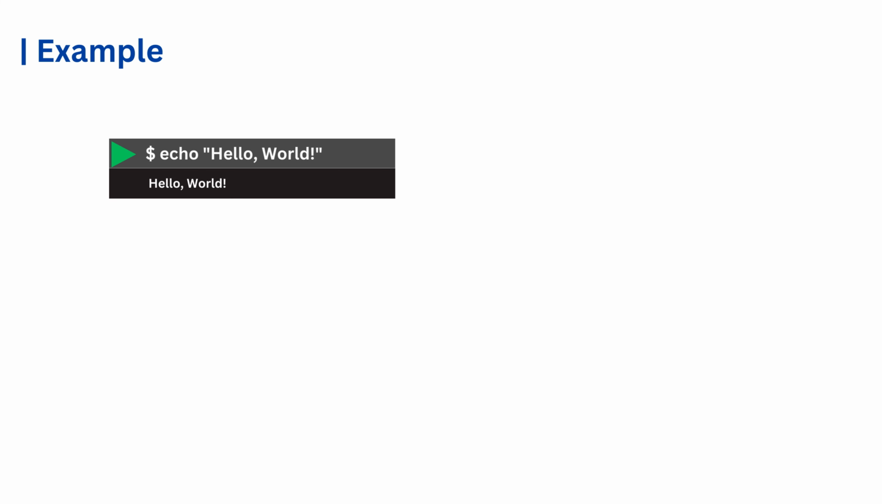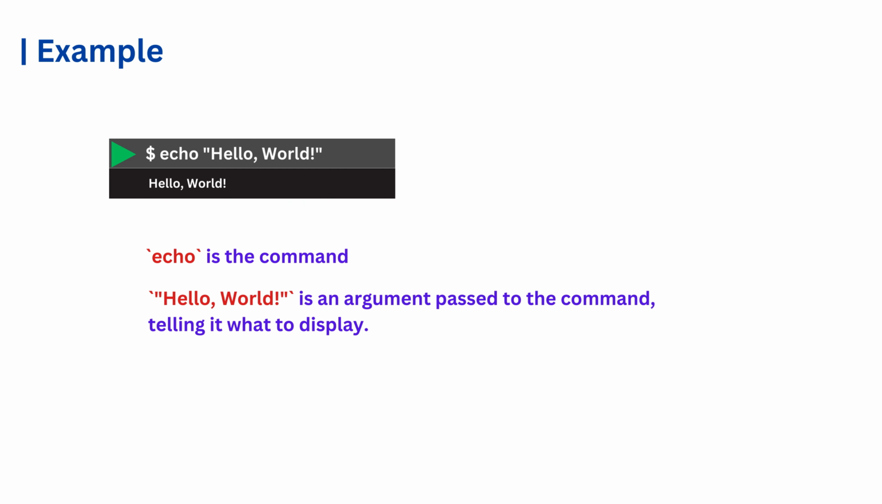Here's a simple example: echo is the command. Hello world is an argument passed to the command, telling it what to display. In summary, the basic format of a shell command always starts with the command, followed by one or more arguments that tell the command how to behave.